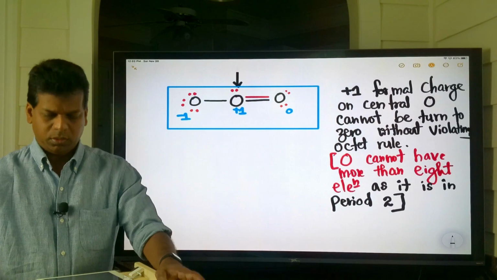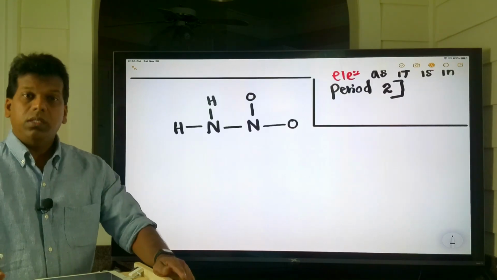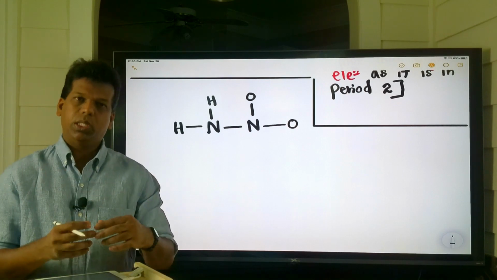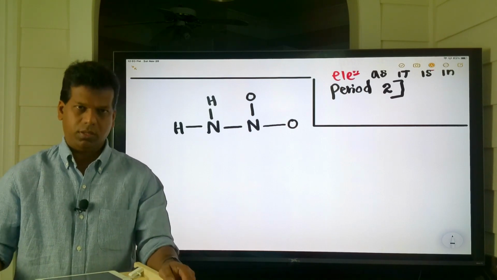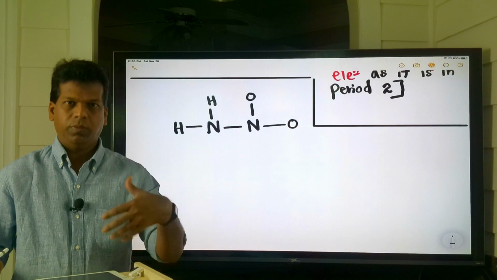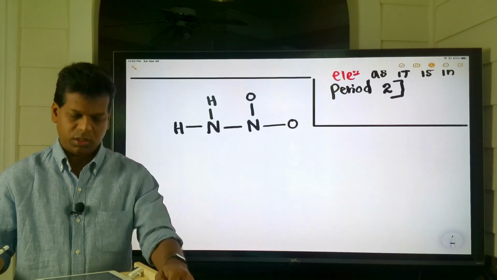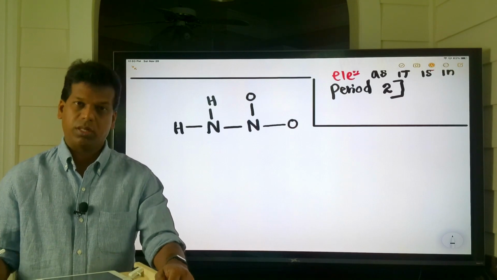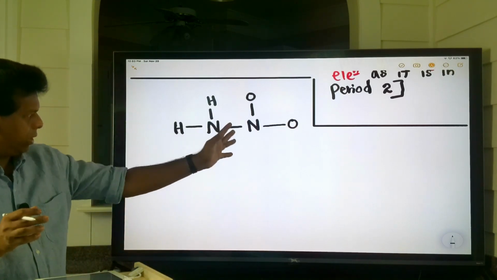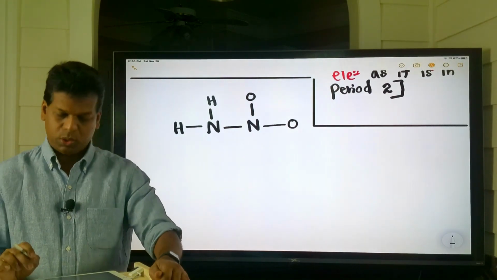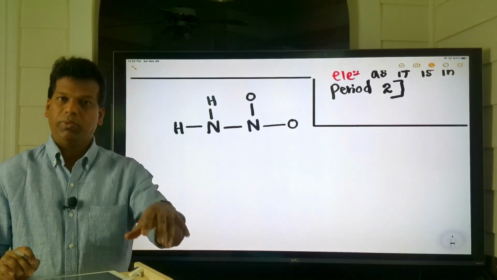Okay. So let's do one more. I have given you a molecule. I have given you the skeletal structure. So now our task is to write the correct Lewis dot structure for this given structure. The skeletal structure is given. The atoms are arranged in this way. So the first thing we do is we need to know how many valence electrons.